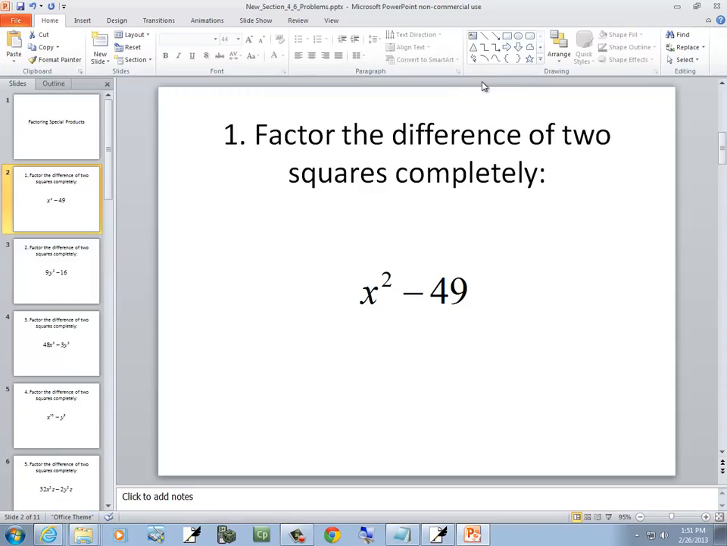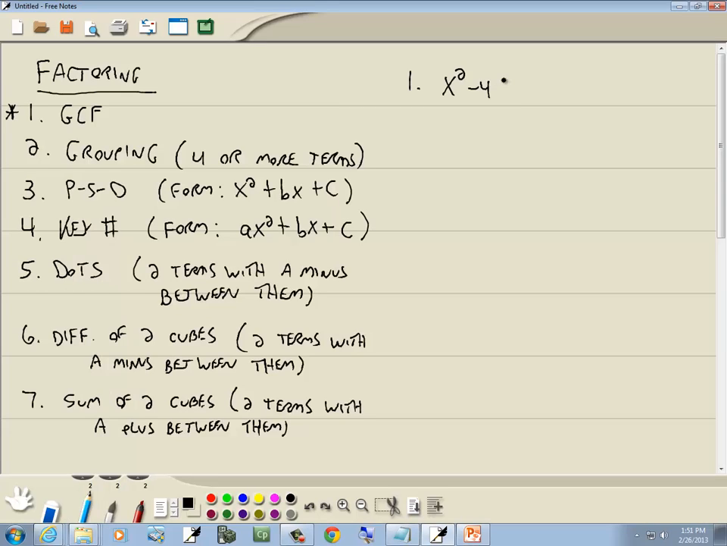We've got x squared minus 49. Well, first thing is GCF. We don't have anything in common. Grouping, 4 or more terms. Nope. PSD and key number will be 3 terms, so that doesn't fit. DOTS, difference of 2 squares. 2 terms with a minus between them. Well, that fits. What we try to do is write it as something squared minus something else squared.